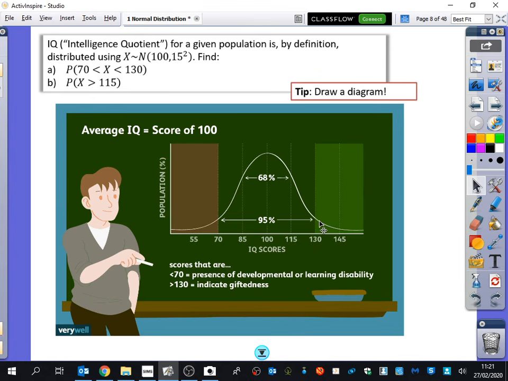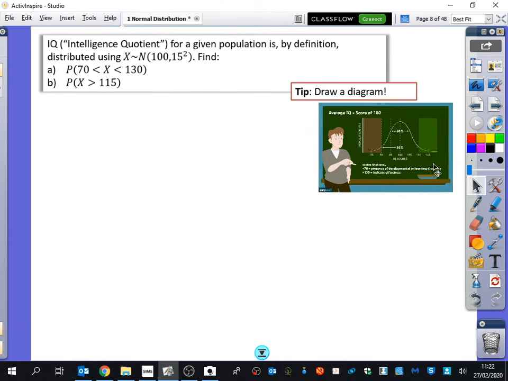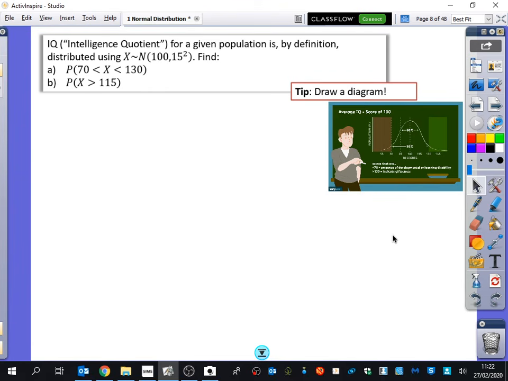95% of people are within 2 standard deviations. If you go outside of those 2 standard deviations, there's either an indication of being gifted or an indication of some kind of developmental or learning disability. So this is actually how normal distributions are used in real life, okay? They are used to set things like test scores. They are used to set things like IQ and to decide whether somebody needs additional support or whether someone needs to have additional education, okay?